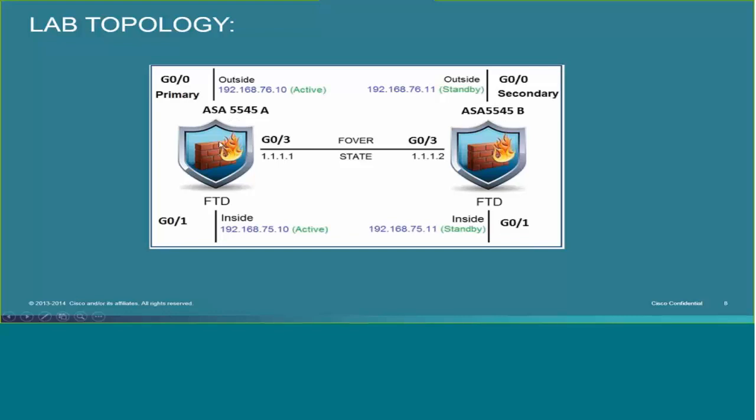Now consider the failover interface. The failover interface has an IP address 1.1.1.1 on 5545A and 1.1.1.2 on 5545B. These addresses will always remain on the same boxes. They will not swap during a failover. So we can be sure that this IP will always be on the box. 5545A will always have 1.1.1.1 and 5545B will always have 1.1.1.2.